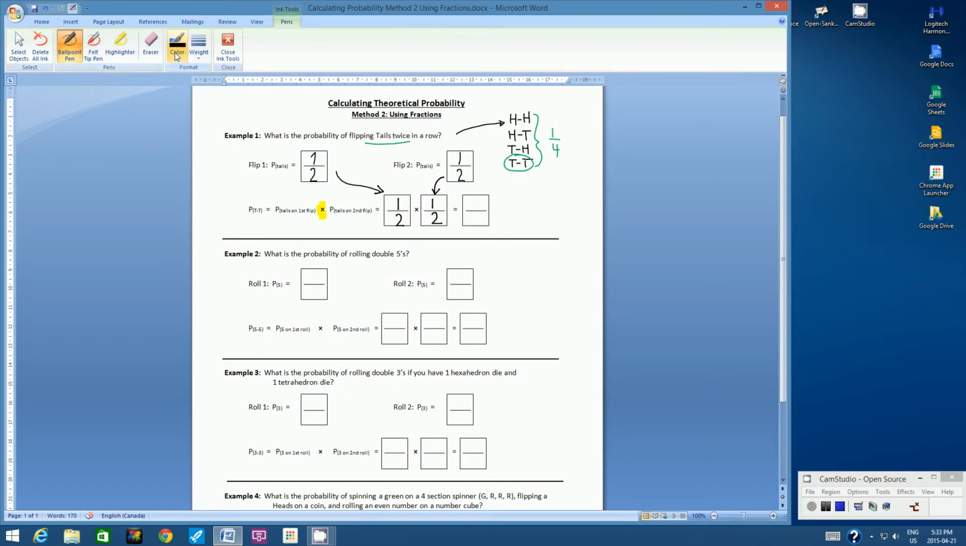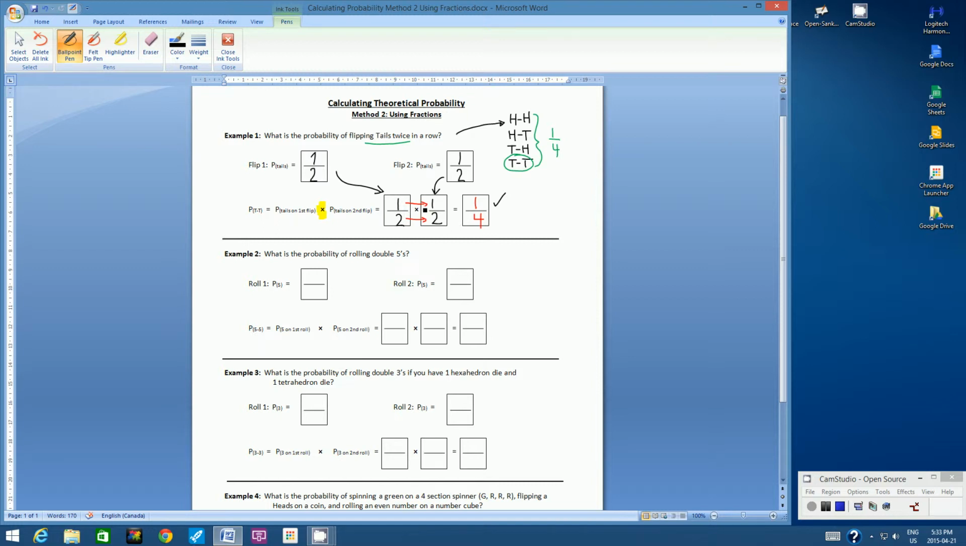So remember how to multiply fractions? We multiply the numerators. 1 times 1 is 1. And then we multiply the denominators. 2 times 2 is 4. And then we have to ask ourselves, is this in its lowest form? Yes, it is, because the numerator is 1. So that's the first example.